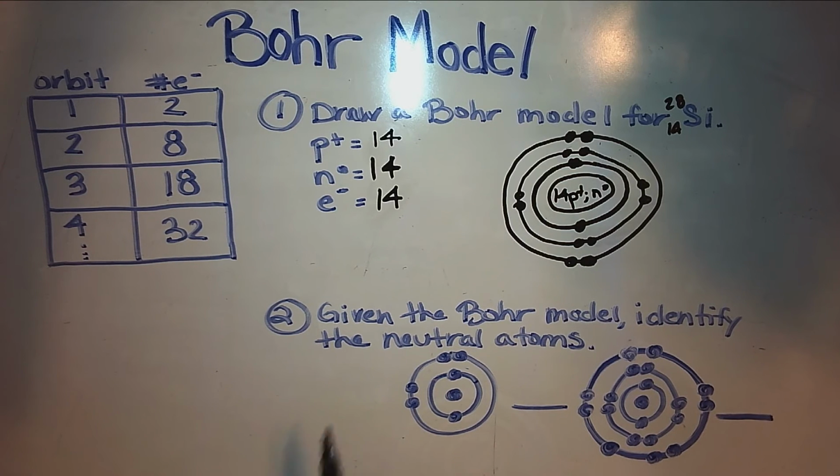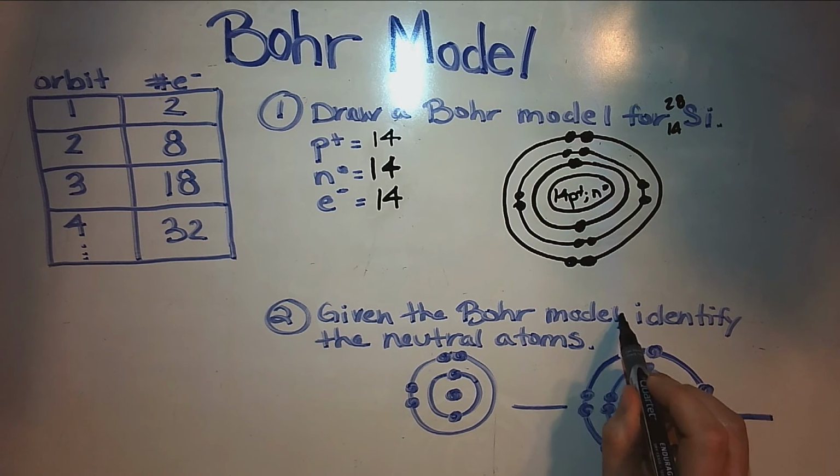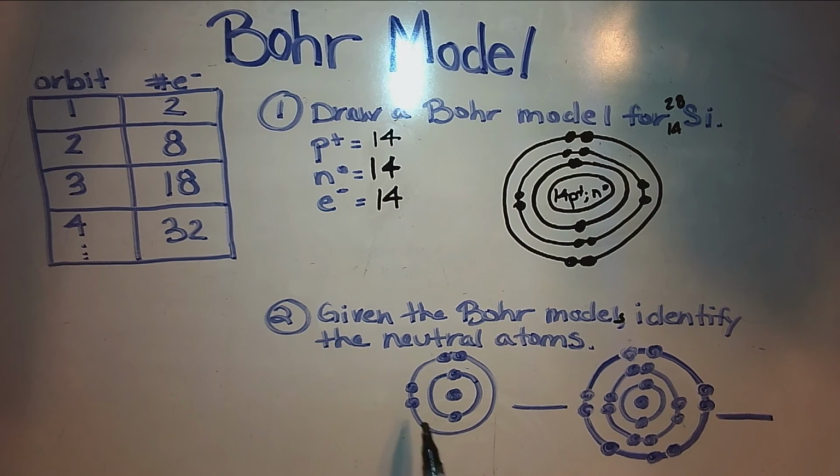Alright, so for the second one, given the Bohr models, identify the neutral atoms. So we're going to figure out their identities. Working this way is a little simpler. All you have to do is count the number of electrons. So remember, this in the middle is our nucleus. It houses the protons and neutrons. So I'm just going to count my electrons.